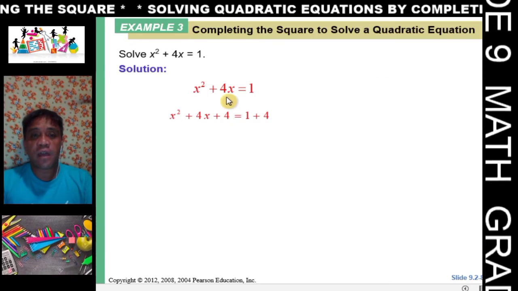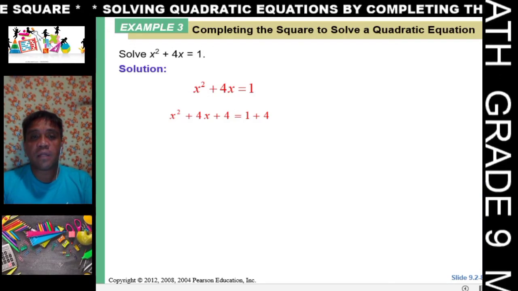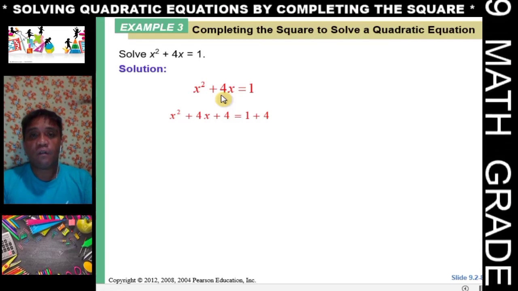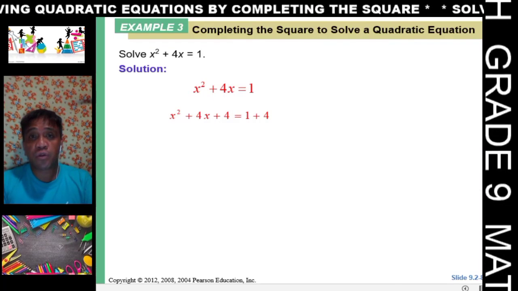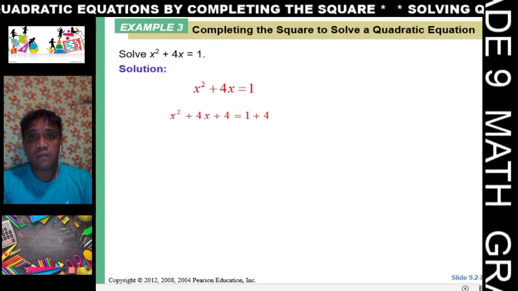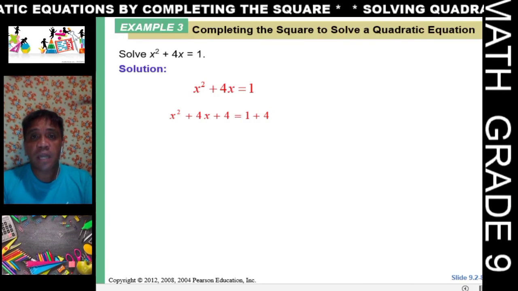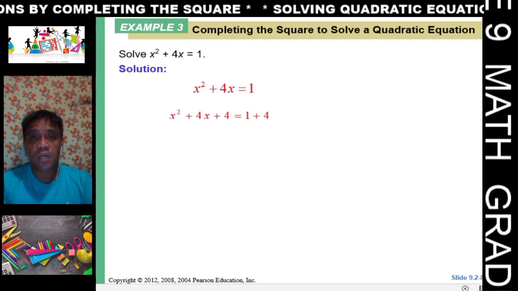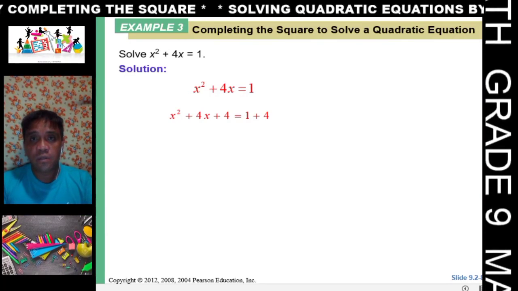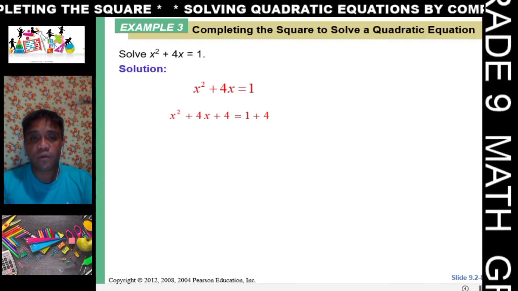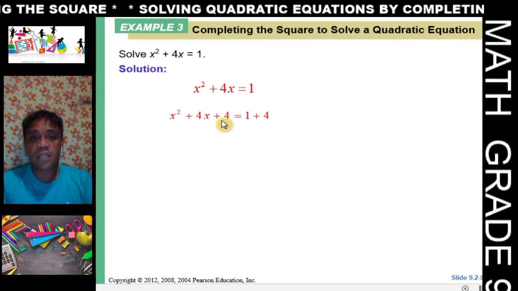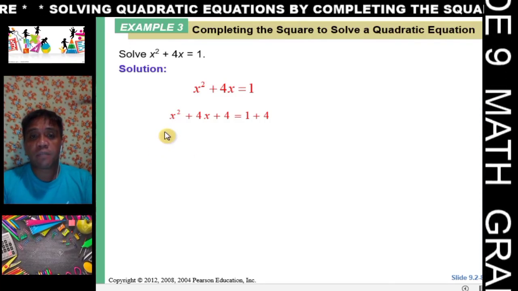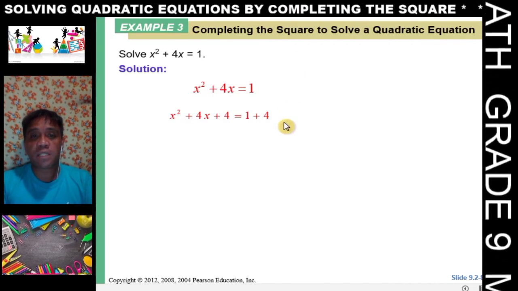From the given x squared plus 4x, we have to make that one a perfect square trinomial. So we have 4x as the linear term. Its numerical coefficient is 4. Divide by 2. Then after that, you have to square the quotient. So the quotient is 2, then the square of 2 is 4. So we're just adding both sides by 4. So we have now x squared plus 4x plus 4 is equal to 1 plus 4.